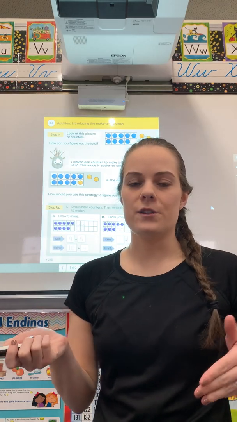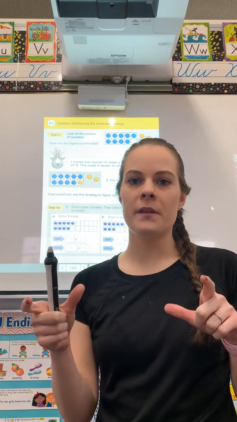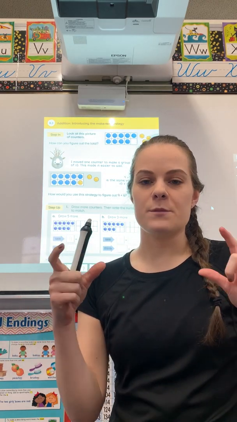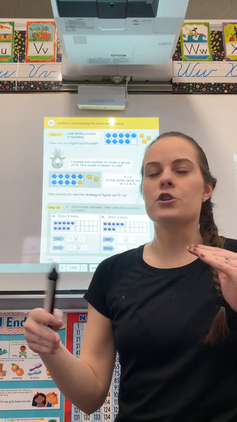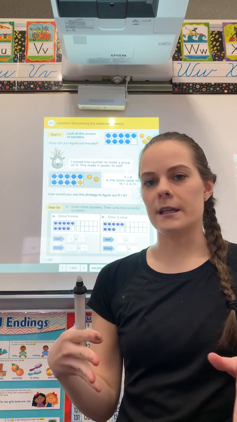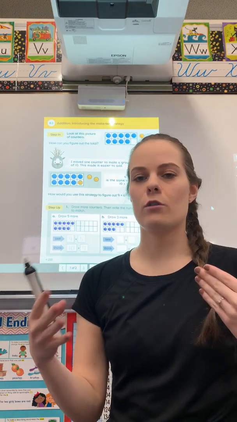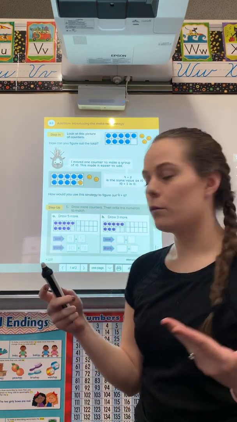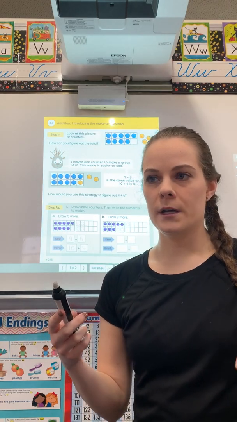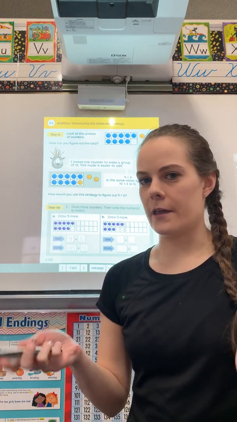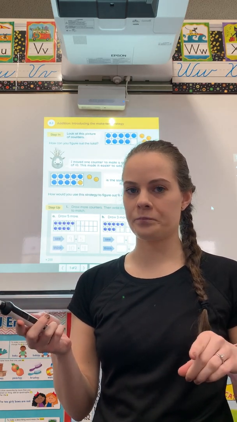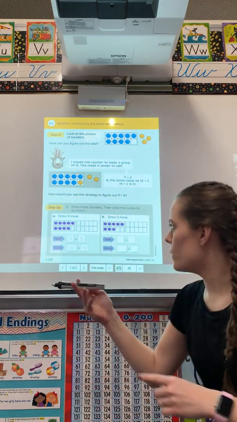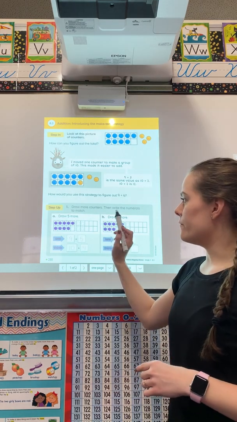What you're doing is using a 10 frame to make a tens block, and it's showing you how to look at your problem differently from its normal equation. For example, we will do the first one together, and then I'll do one more on the next page for you. All right. So it wants you to draw 5 more.